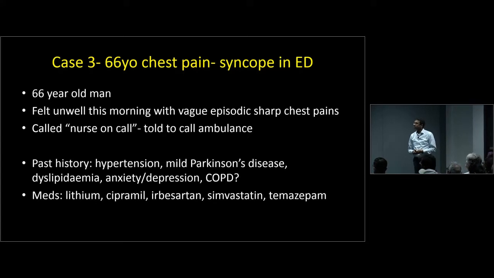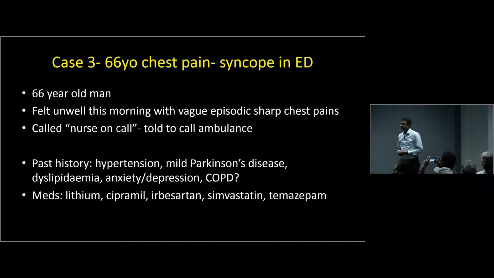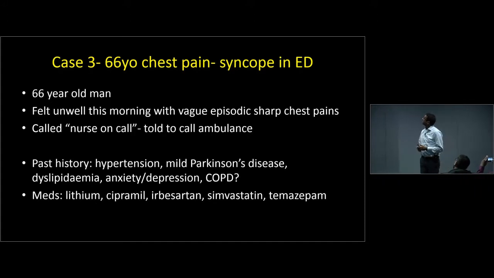Next case is a little different. So here's a person in their 60s who's had some vague symptoms, felt a little bit unwell in the morning, some sharp, non-specific chest pain, but generally not feeling quite right, and so called the ambulance or went to an urgent care centre, however you want to write it. Past history of mild Parkinson's, some hypertension, maybe some COPD, on a few stock standard medications.